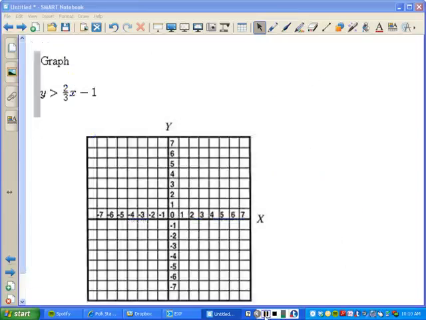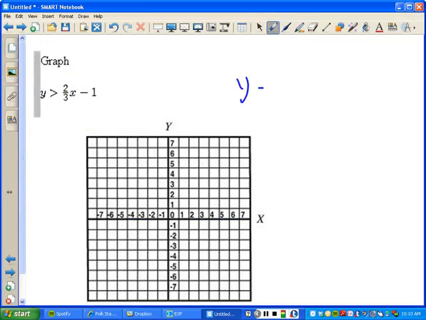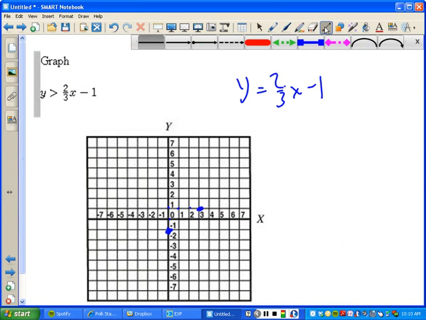So how do you graph y is greater than 2/3 x minus 1? Start off by looking at y equals 2/3 x minus 1. That comes down to -1. And then you're going to go up 2 over 3. So 1, 2, 1, 2, 3. There's your other point. Now, is that going to be a solid line or a dotted line?